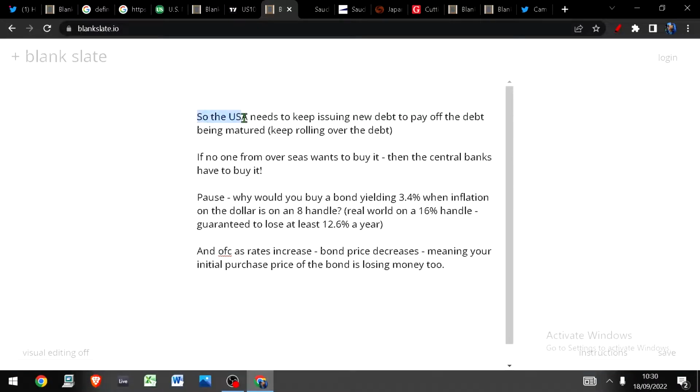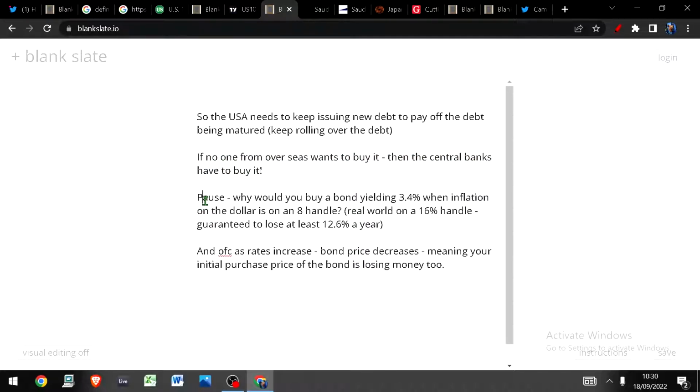So the USA needs to keep issuing new debt to pay off the debt that's being matured, i.e. they keep rolling over the debt. If no one from overseas wants to buy this debt, then the central banks have to. It's the central banks that have to buy these bonds if no one from overseas wants to.